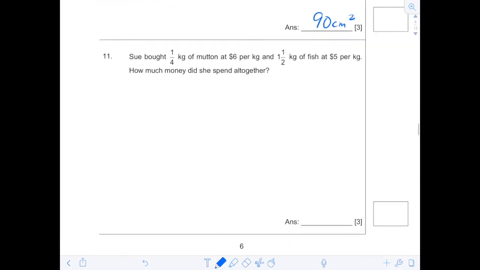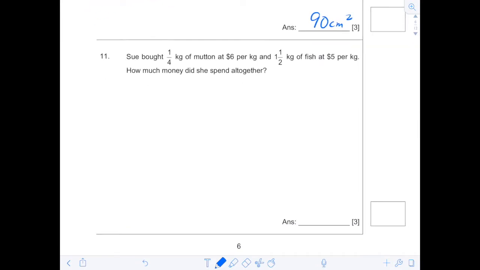Question 11. Sue bought 1/4 kg of mutton at $6 per kg and 1 1/12 and 1.5 kg of fish at $5 per kg. How much money did she spend altogether?